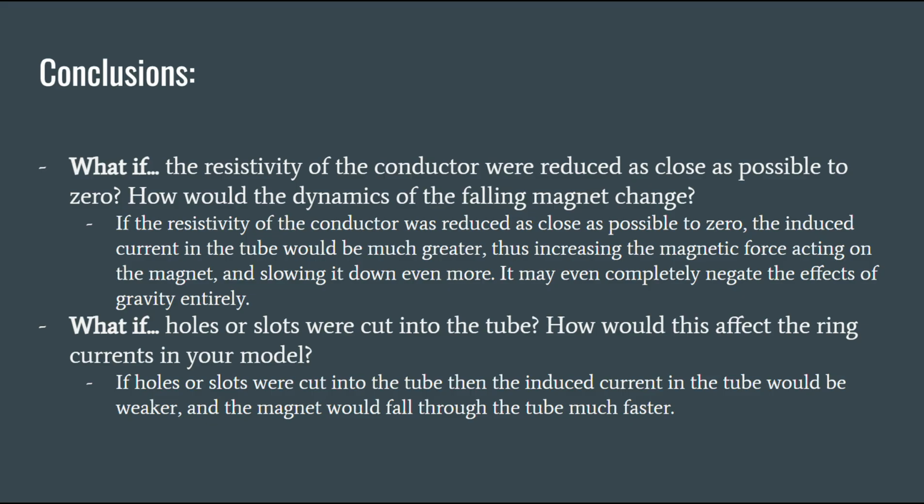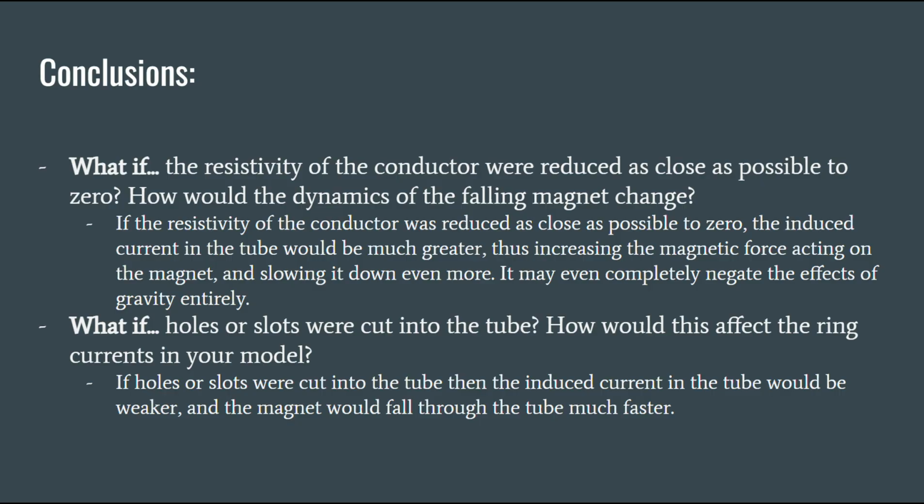What if the resistivity of the conductor were reduced as close as possible to zero? How would the dynamics of the falling magnet change? Well, if the resistivity of the conductor was reduced to zero, the induced current in the tube would be a lot greater. This means the magnetic force acting on the magnet would be bigger and it would slow it down even more. Could possibly negate the effects of gravity.